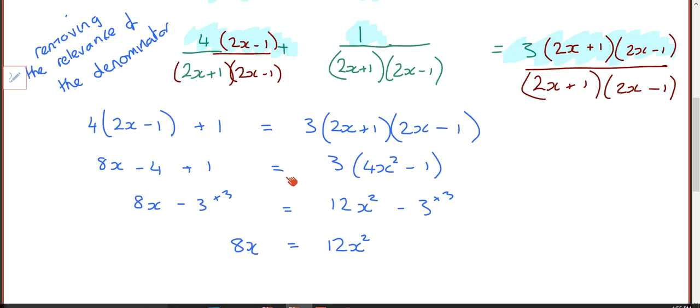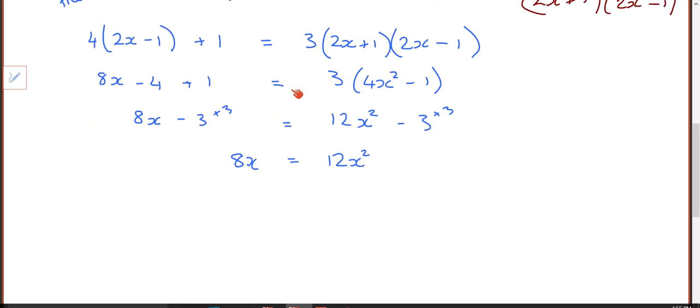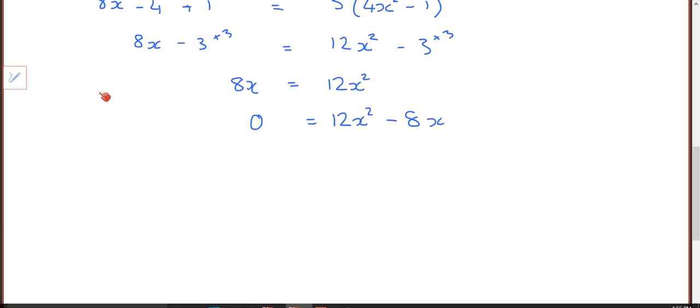Yeah? Are you with me? So I must make it equal 0. And how would I do that? I go 0 equals 12x squared minus 8x. Okay? How do you solve a quadratic equaling 0?